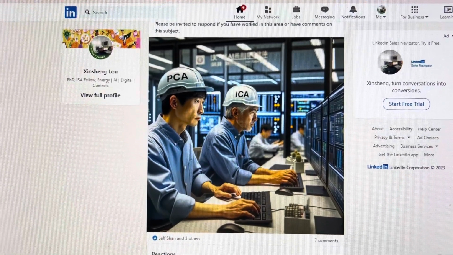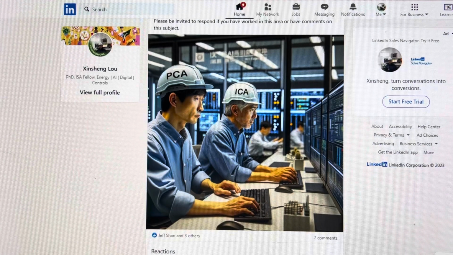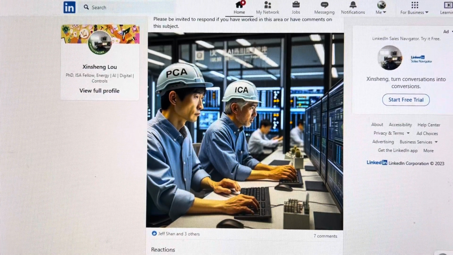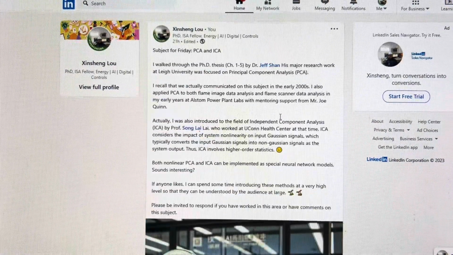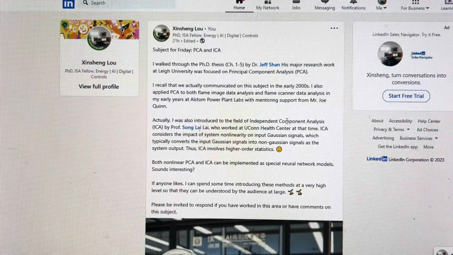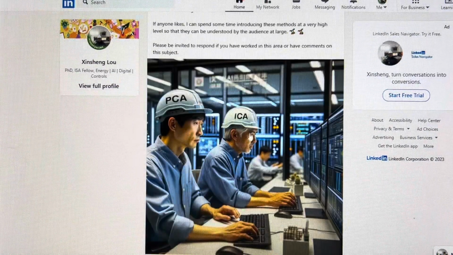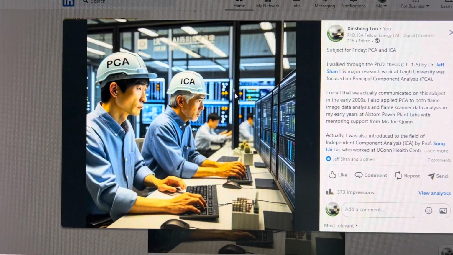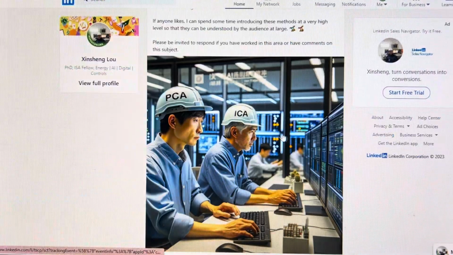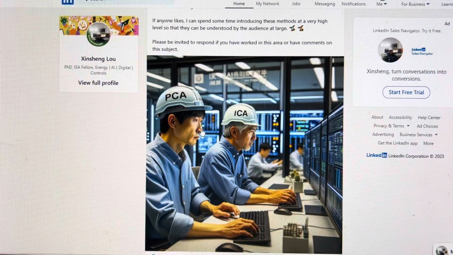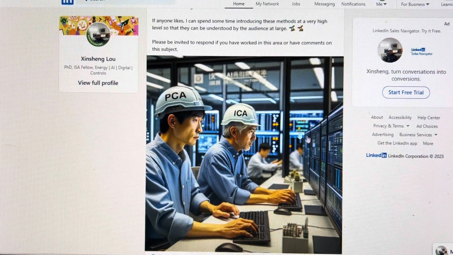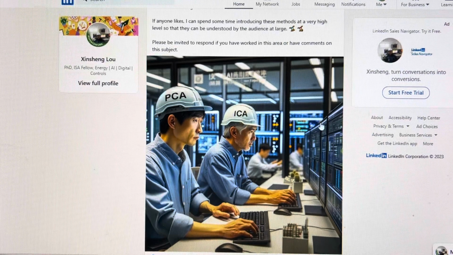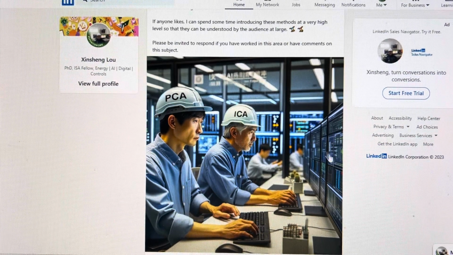Hello, everybody. Today, let's look at PCA and ICA. This is a post I created on LinkedIn. This picture was generated by ChatGPT 4.0. I put the PCA on the head of one engineer, and ICA on the head of another engineer. It's basically like a control room or a data center.